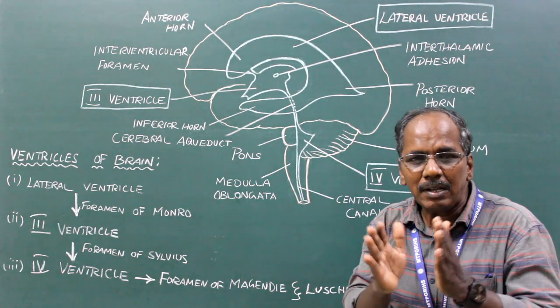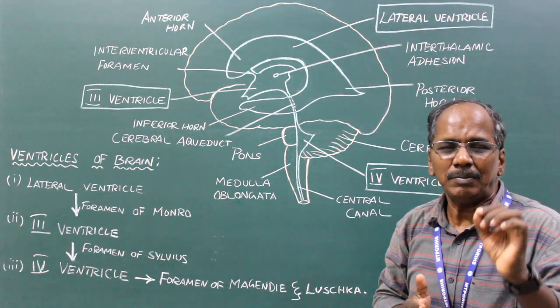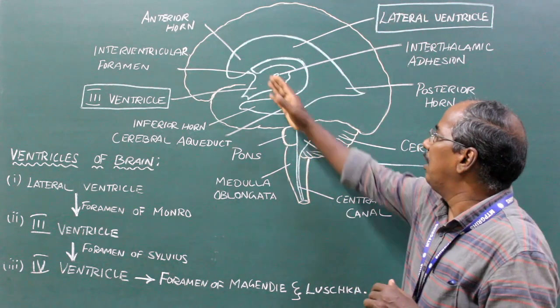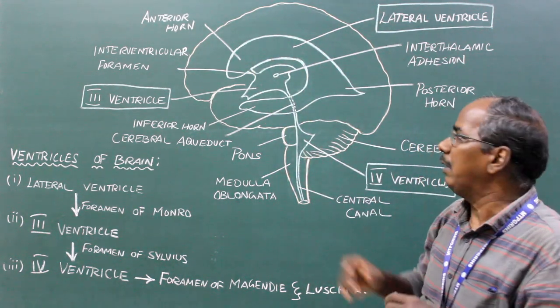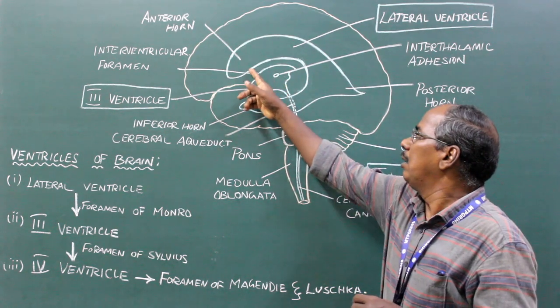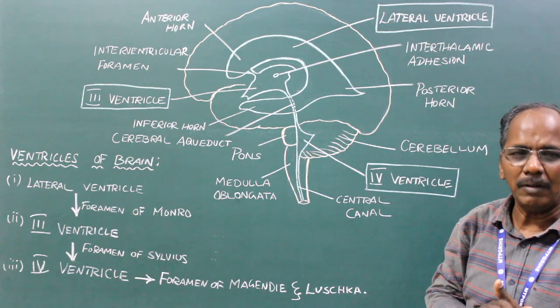The 2 lateral ventricles are separated by a septum known as septum pellucidum. The lateral ventricles communicate with the 3rd ventricle through the interventricular foramen or foramen of Monro.